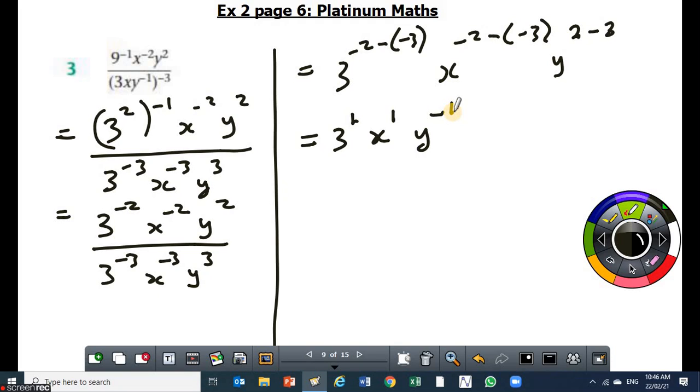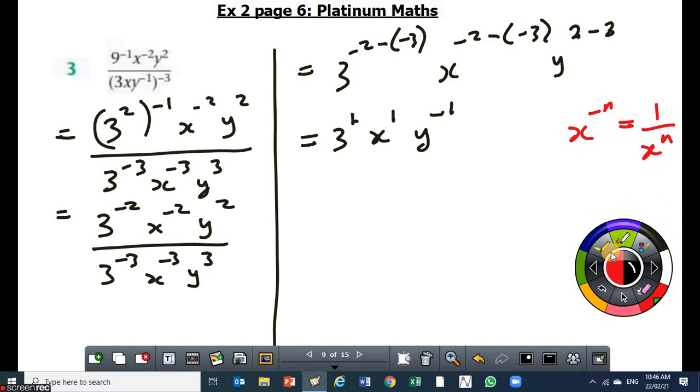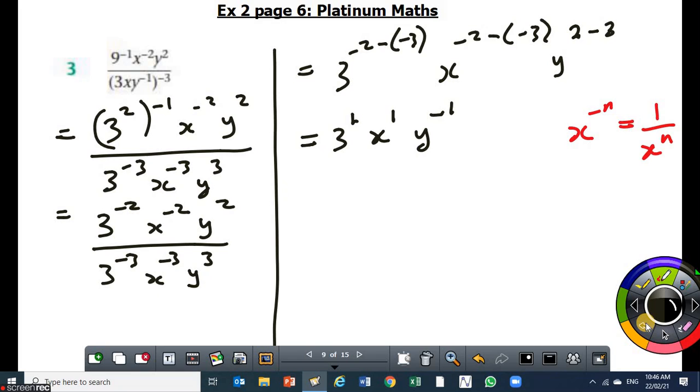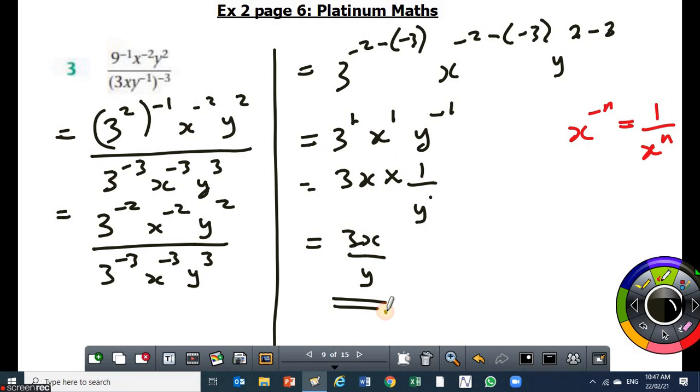Using this definition, x to the power of minus n is 1 over x to the n. That's the definition that I'm going to use to convert this y to the power of minus 1 to a positive exponent. So, 3 to the power of 1 is 3 times x, because x to the power of 1 is x, right? That is going to multiply 1 over y to the power of 1. So my final answer will be 3x over 1. Okay? Mark your work. See where you made the mistake.